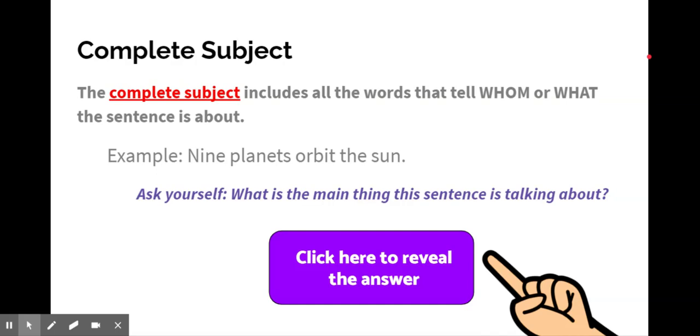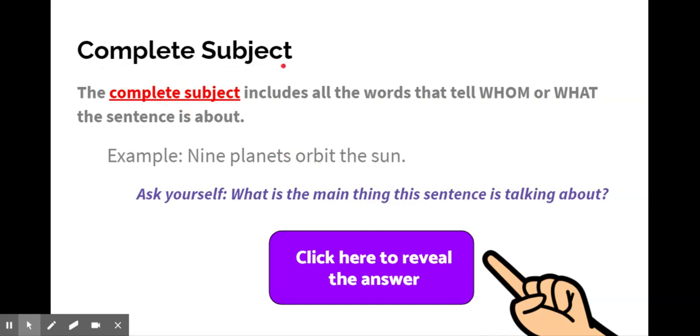The complete subject includes all the words that tell whom or what the sentence is about. Notice that it says all the words. So later in this presentation, we're going to also learn about simple subject, and that's going to be like one word. But with complete subject, it's all the words. So for instance, we're going to look at this example: 9 planets orbit the sun.